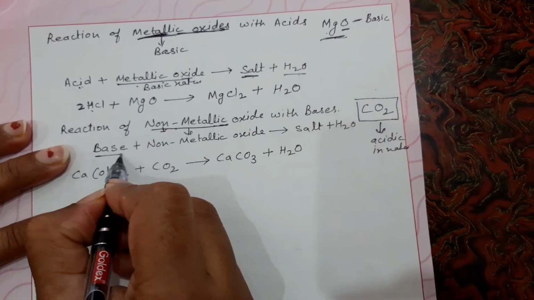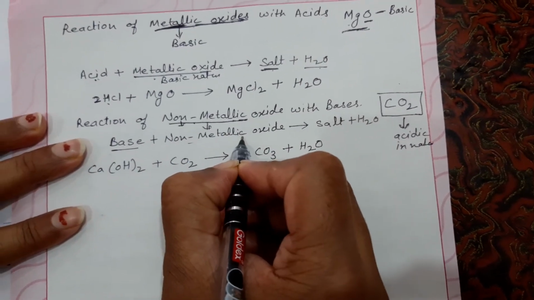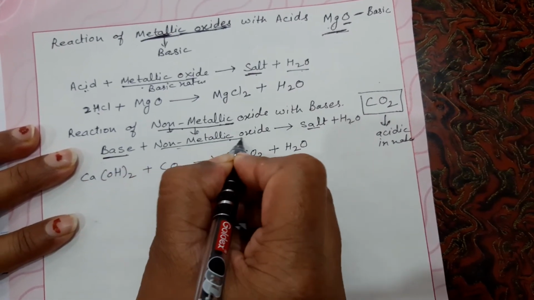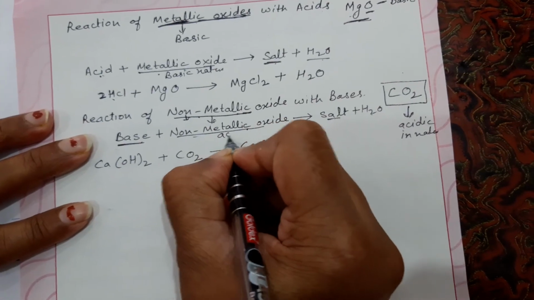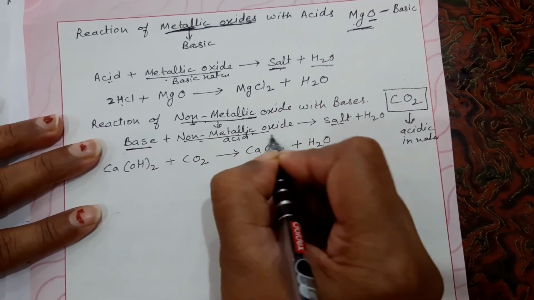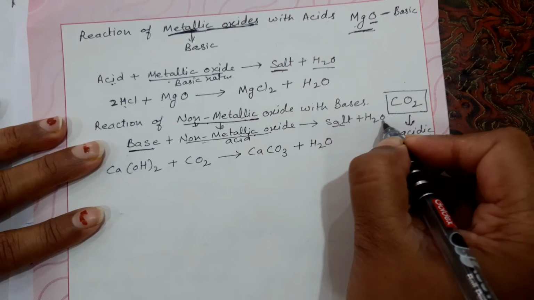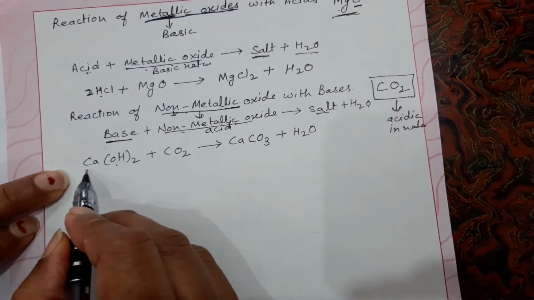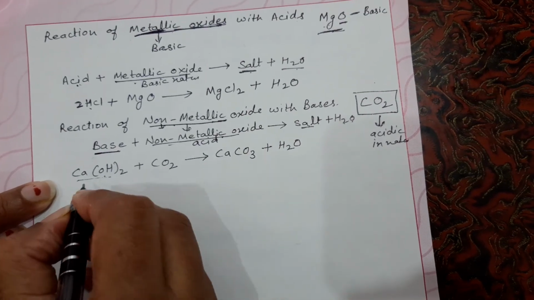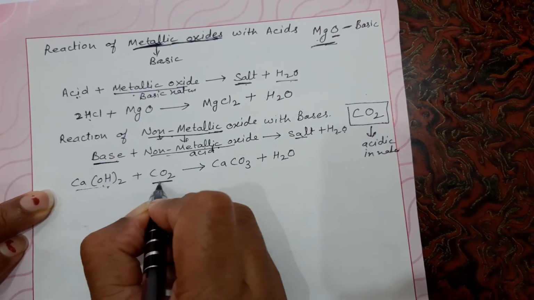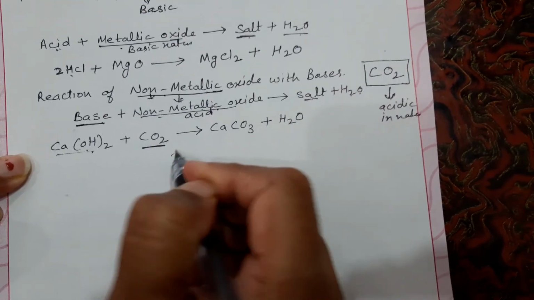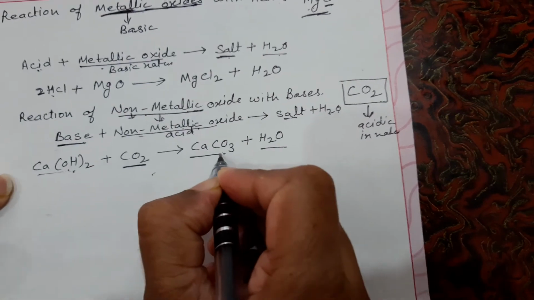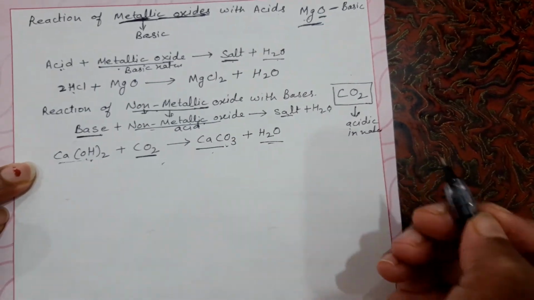When a base reacts with a non-metallic oxide, they form salt and water, because the non-metallic oxide acts as an acid. Base and acid, like neutralization reaction, they form salt and water. I am explaining with the example of sodium hydroxide, a base, and carbon dioxide, a non-metallic oxide. They form calcium carbonate and water. Calcium carbonate is a salt, and water.